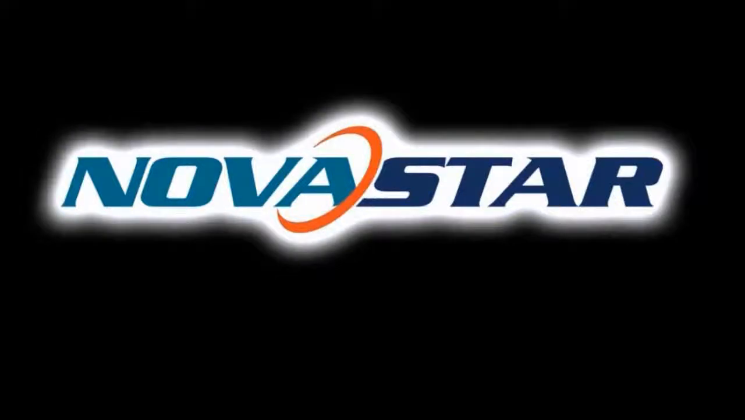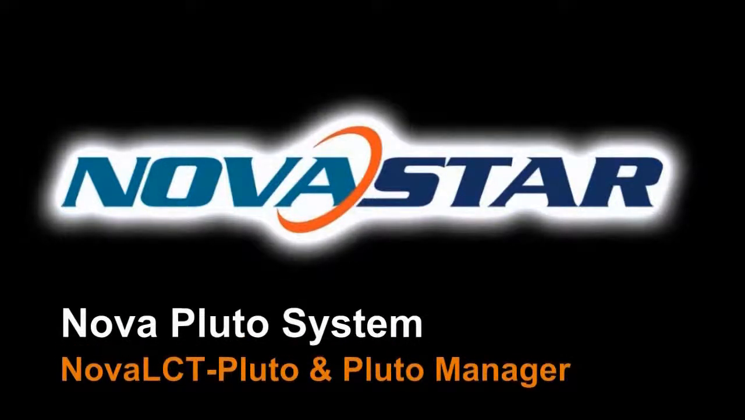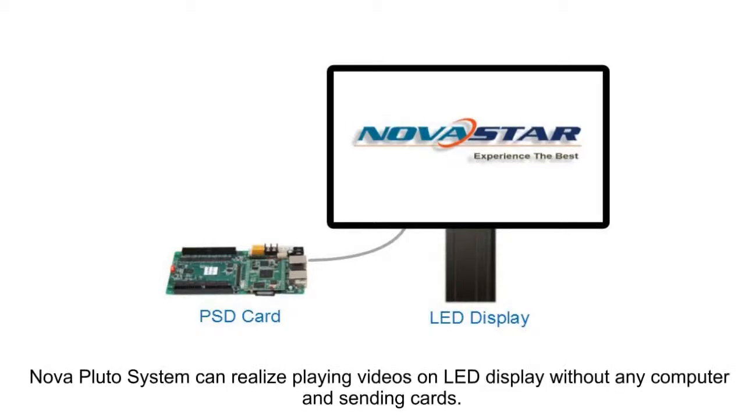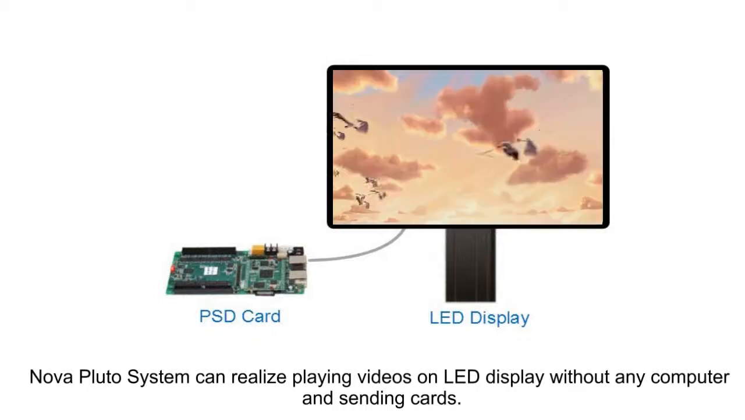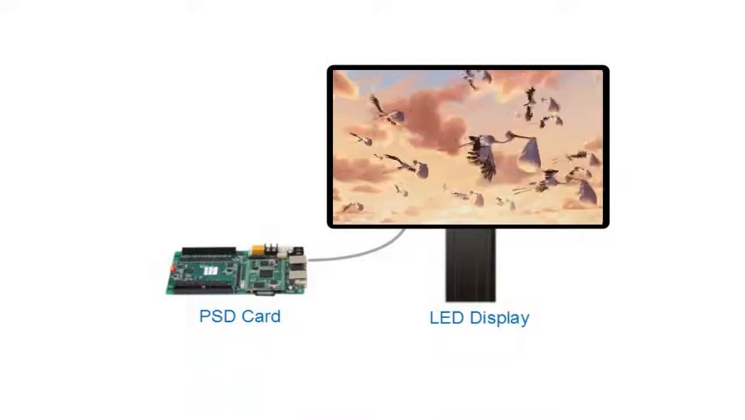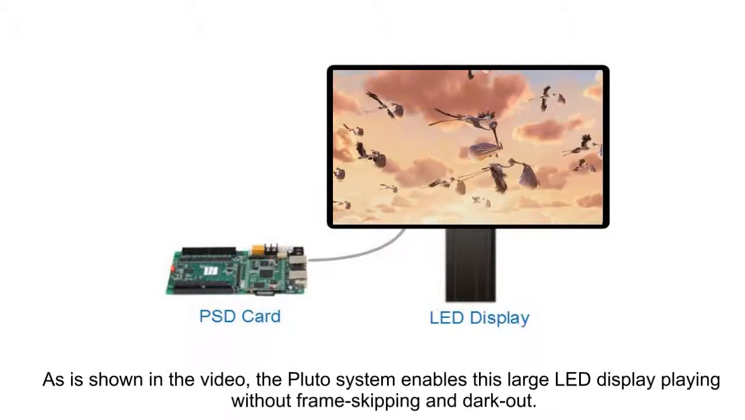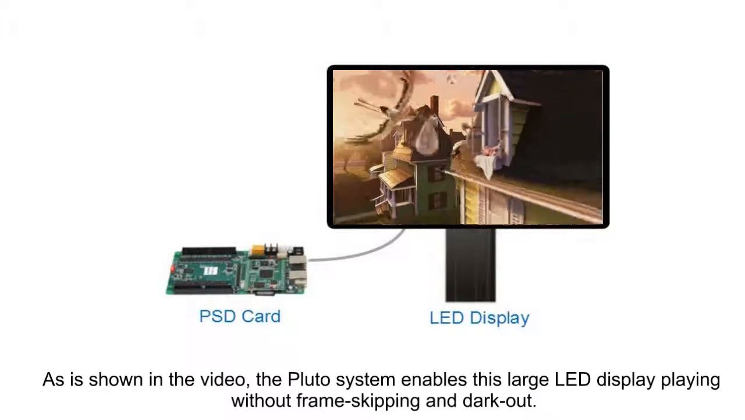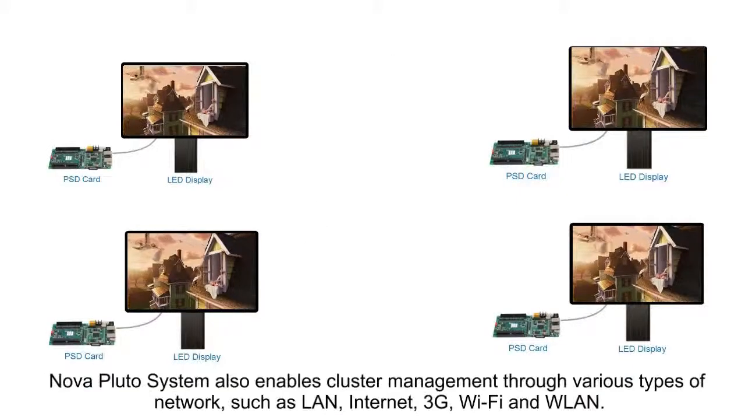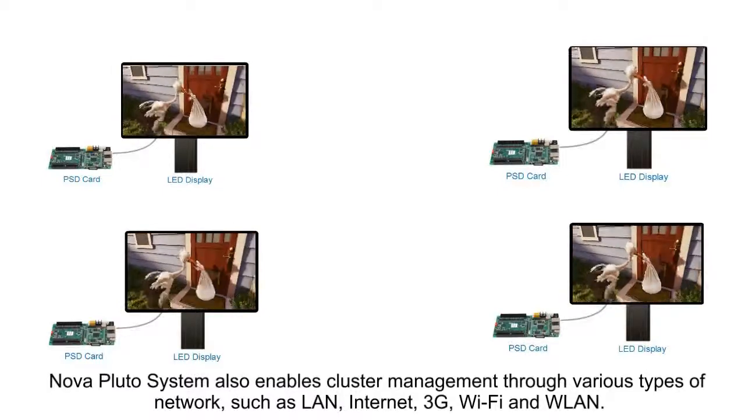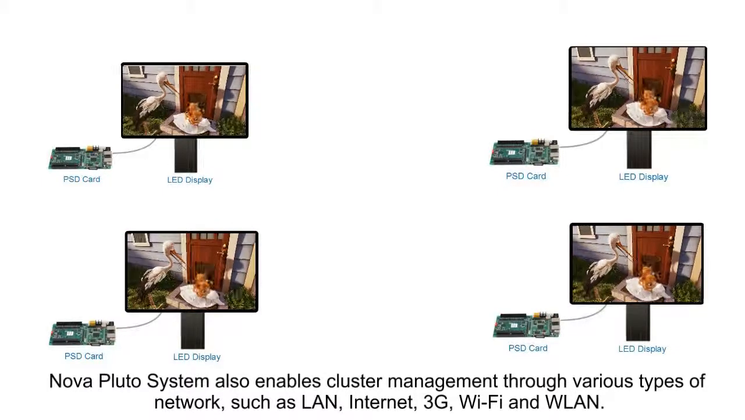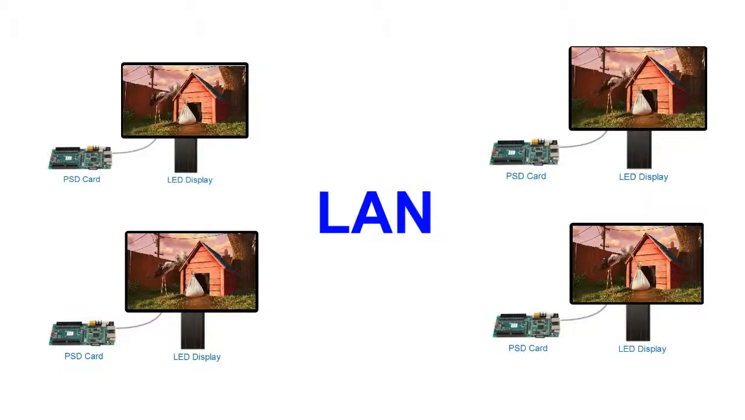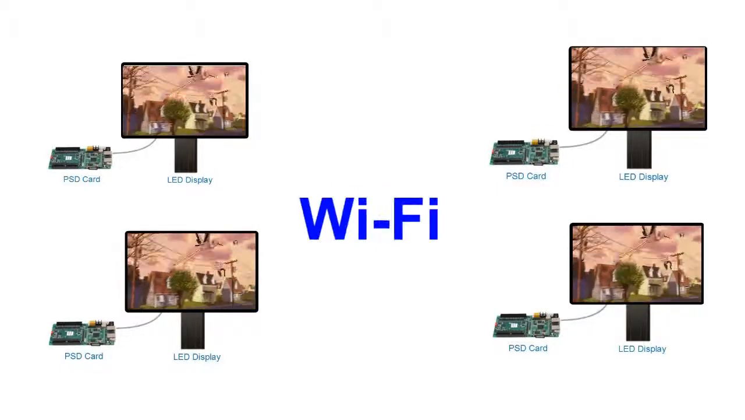This video is mainly for demonstrating the Nova Pluto system, which means an asynchronous system. The Nova Pluto system can realize playing videos on an LED display without any computer and sending cards. As is shown in the video, the Pluto system enables this large LED display to play without frame skipping and dark out. The Nova Pluto system also enables cluster management through various types of network, such as line, internet, 3G, Wi-Fi, and W-line.